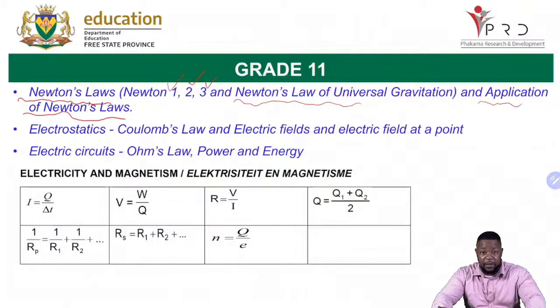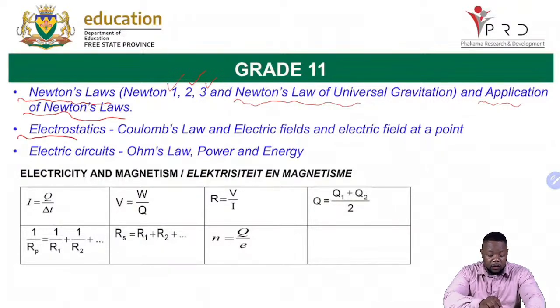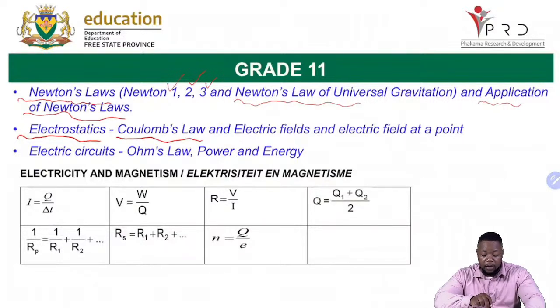Now, from grade 11, we also have electrostatics that needs to be revised fully. In your electrostatics, you need to be able to state Coulomb's law, and define the electric field and the electric field at a point. These definitions are on your examination guideline 2021. Make sure that you know all these definitions by the end of today.